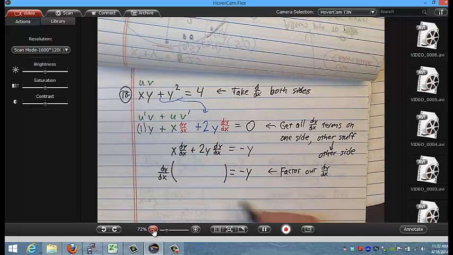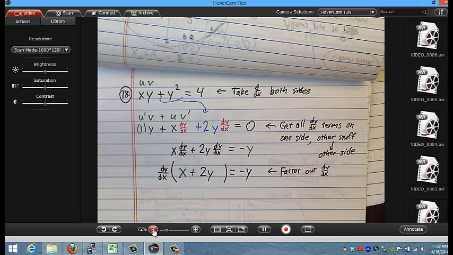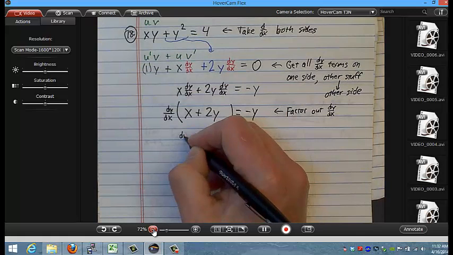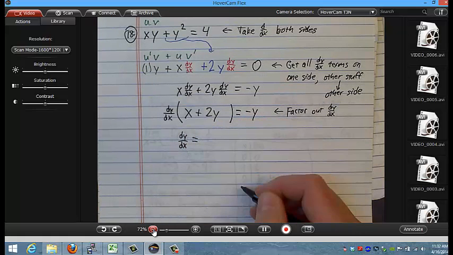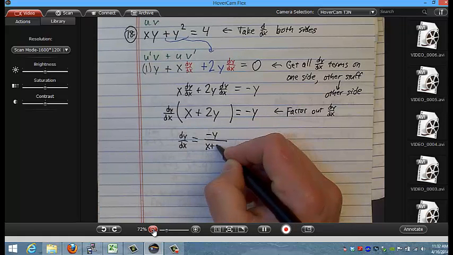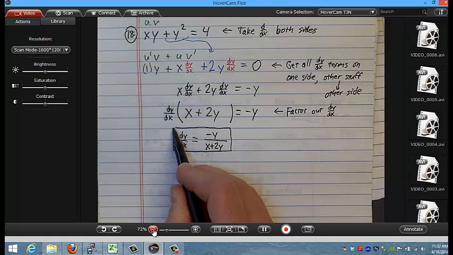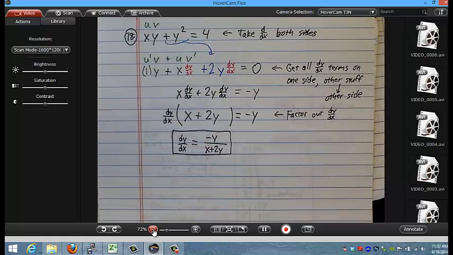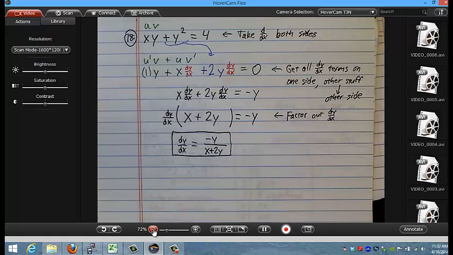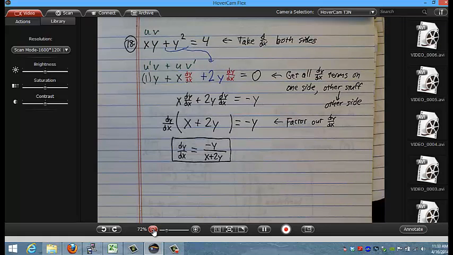And what would I be left with then? I'd be left with x plus 2y. So then the final little bit here, dy dx equals, well, I guess what I'd get is negative y over x plus 2y. And that's a formula with x's and y's that, again, you could use if you wanted. Guys have questions on this? So far, so good? Okay.